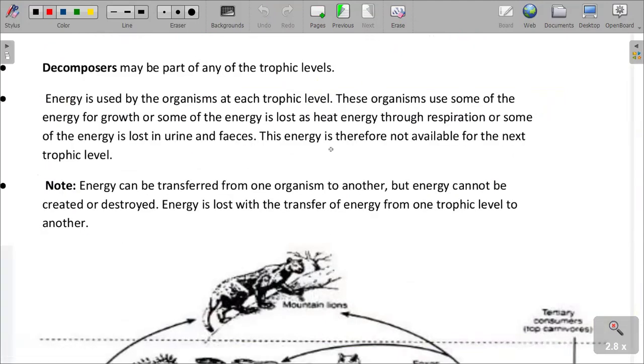So decomposers may be part of any trophic level that we have already mentioned. And then energy is used by organisms at each trophic level. These organisms use some of the energy for growth. Then some of the energy is lost as heat energy through respiration. Some energy is lost in urine and feces. This energy is therefore not able to be transferred to the next trophic level. This is just a repetition of what we have been talking about, the loss of energy.